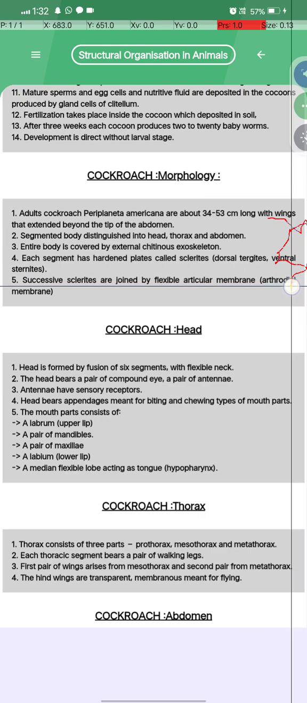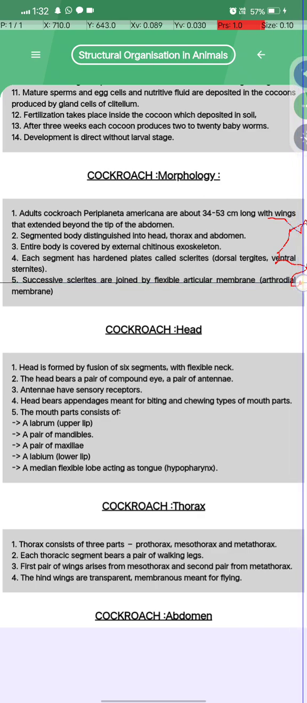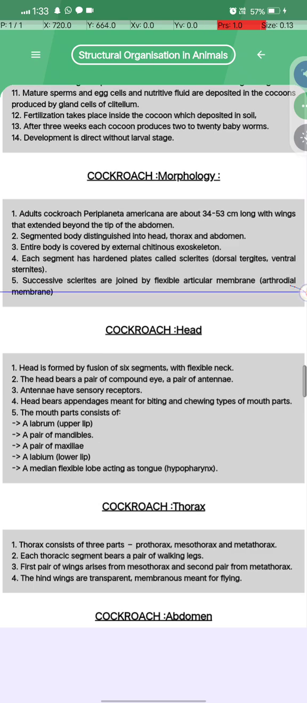The successive segments are joined by a flexible articular membrane, the arthrodial membrane.